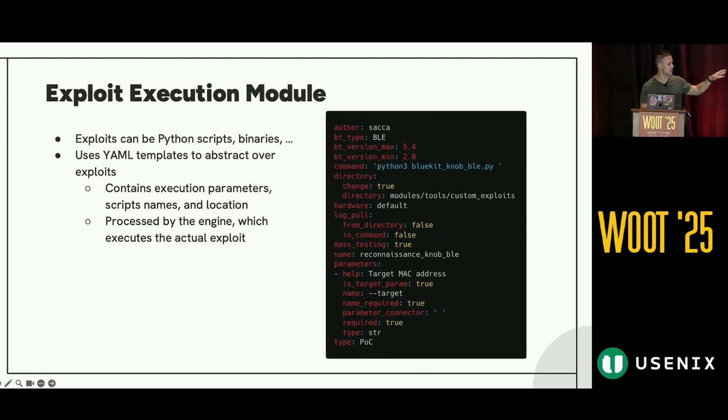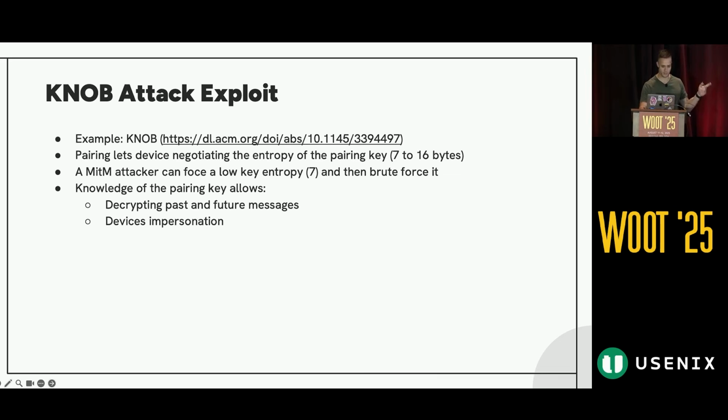The YAML template, as you can see in the example, just sets some basics. So you give it the main command, which in this case is a Python script that you run with Python, and then you give it a set of parameters. So the Bluetooth version, maximum and minimum that you want to support, target, and this stuff is then processed by the engine, which then executes the actual exploit, of which we have an example now for the KNOB attack.